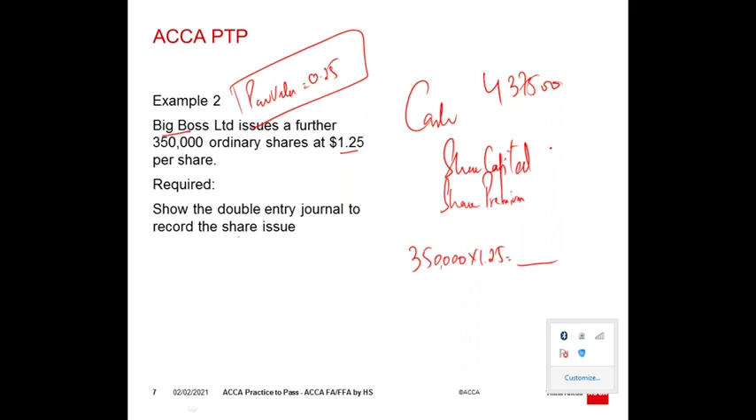But the share capital will be credited with the par value, which is 0.25. So the amount will be 87,500. Then 437,500 minus 87,500, so the amount of the share premium will be 3,50,000.